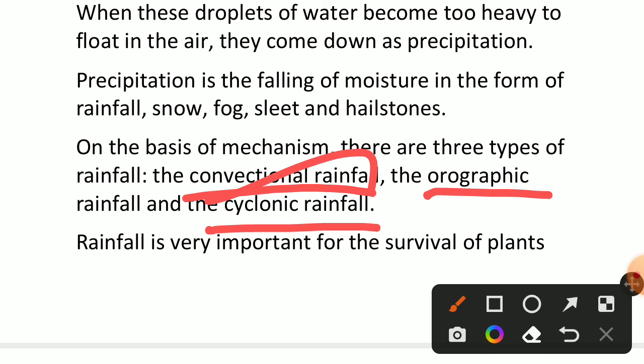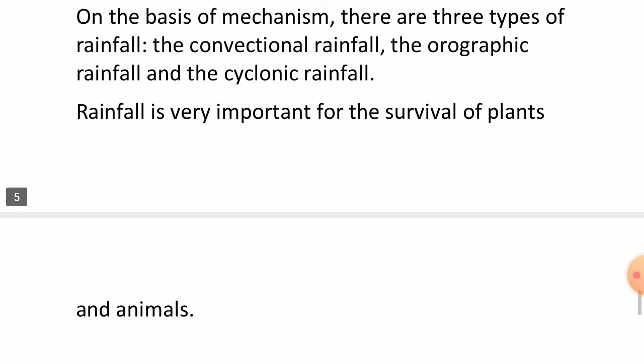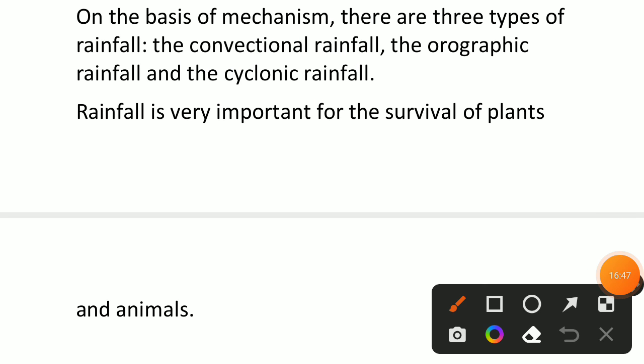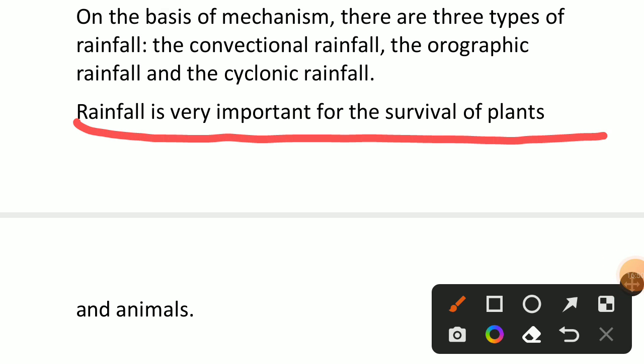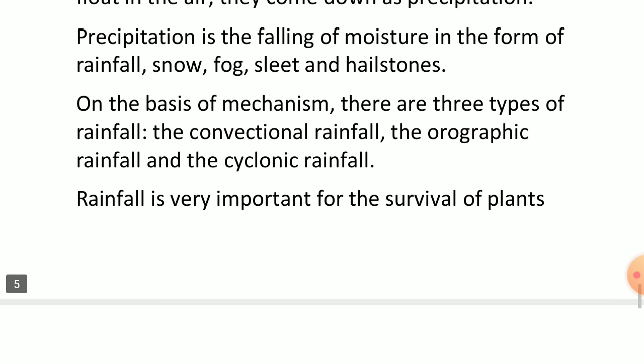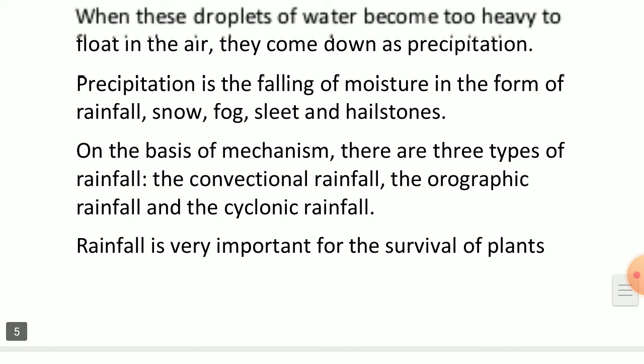And the last point they have given about rainfall is that rainfall is very important for the survival of plants and animals. This is true, right? Because without rainfall we can't get water. So rainfall is very important for the survival of plants and animals and for us also. That's all we saw. We saw everything about air. These are topics we covered in air. That's all, this video ends.